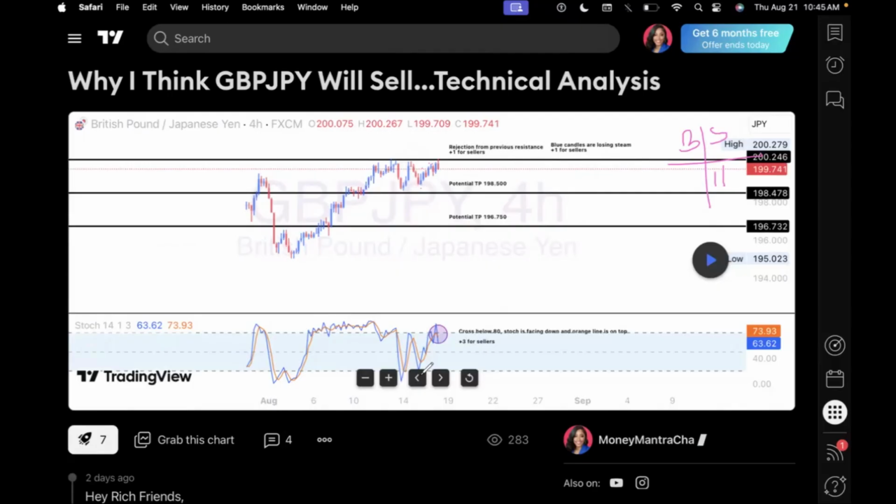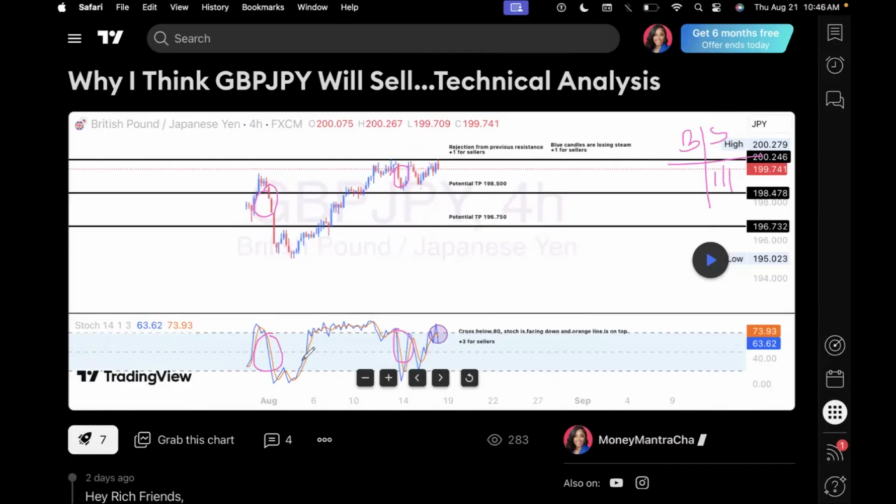So I asked myself three simple questions when it comes to the stochastic to determine if we want to be buying or selling. The first question is, is it facing up or down? You'll notice when it's facing down, that is usually a reflection that the market is going down, right? There's one example. Here's another example, right? We can see the stochastic is facing down, the market is going down. So because I can see that it was facing down, I went ahead and I gave my sellers another point.